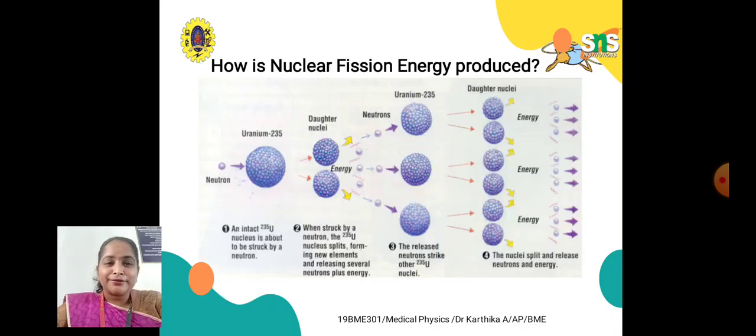See here how this nuclear fission energy is produced. Here we have a neutron and uranium-235 at level 1. An intact uranium-235 nucleus is about to be struck by a neutron, and in level 2, when struck by a neutron, the uranium-235 nucleus splits, forming new elements and releasing several neutrons plus energy. In level 3, the released neutrons strike other uranium-235 nuclei, and in level 4, these nuclei split and release neutrons and a huge amount of energy.